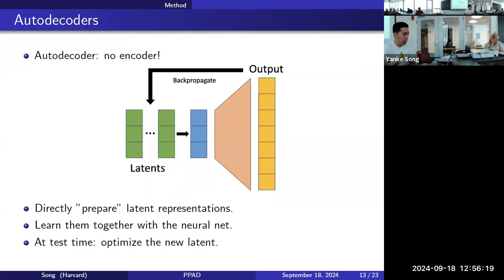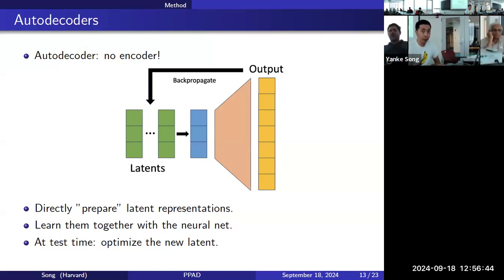So in an autoencoder, the latents are calculated through the encoder part. But in an autodecoder, these latents are directly prepared, in the sense that, say I have n number of event files, I'm going to prepare n latents, which are initialized randomly, but I'm going to fit these latents through gradient descent.